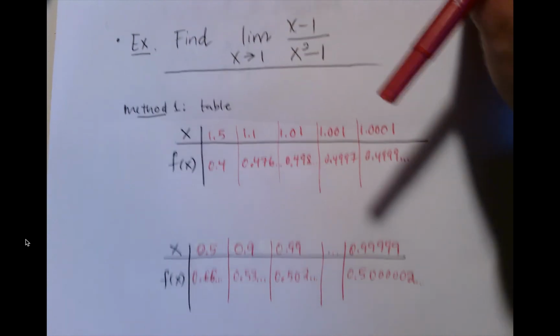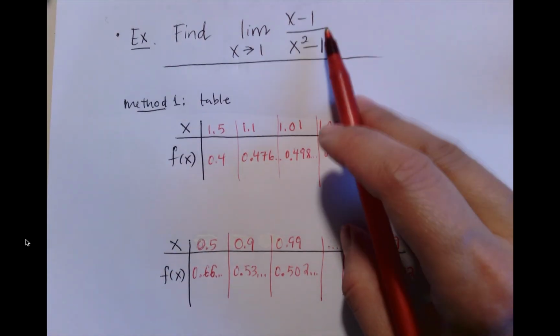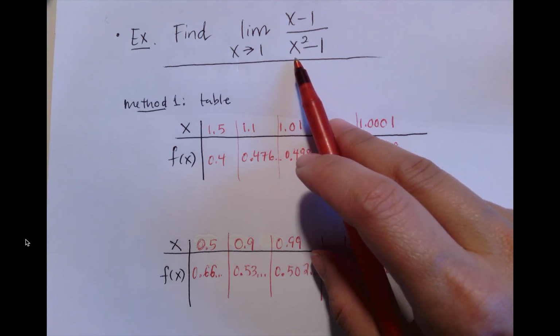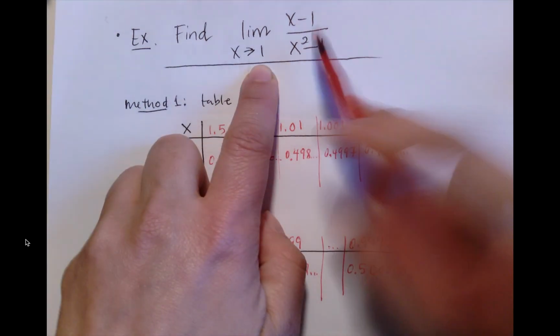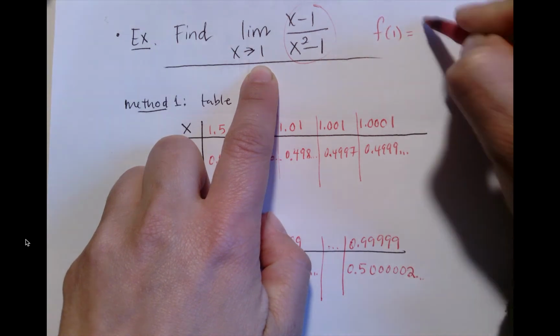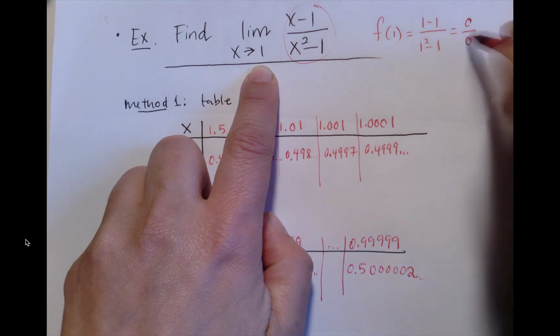Now the next thing I want to do is look at another limit. This is a rational function, and we're going to try to determine this limit in 3 different ways. The very first thing I always do when I'm trying to compute a limit is I just try to evaluate the function. I say, let's just see what f of 1 is. It's 1 minus 1 over 1 squared minus 1. This is undefined.